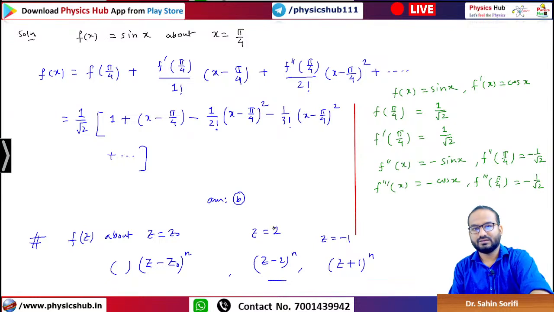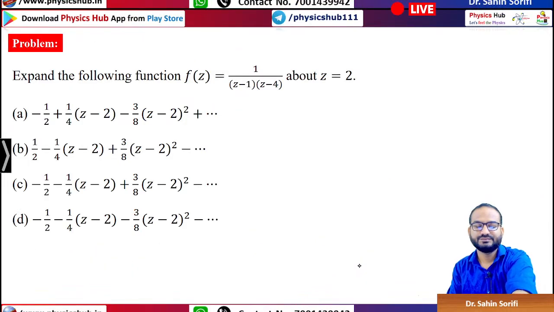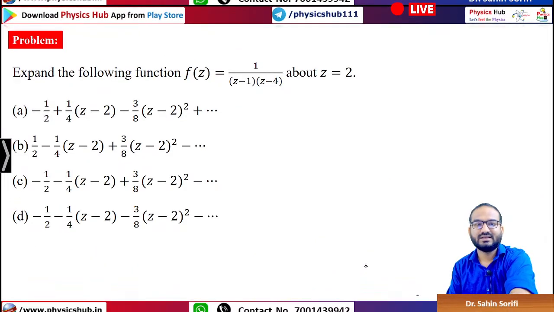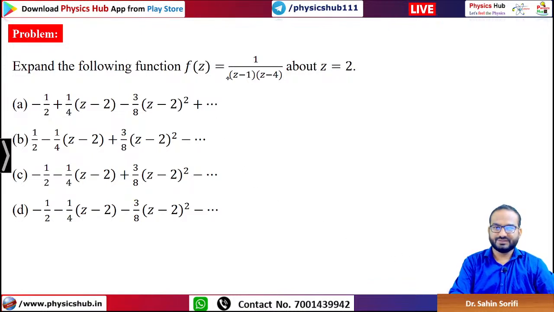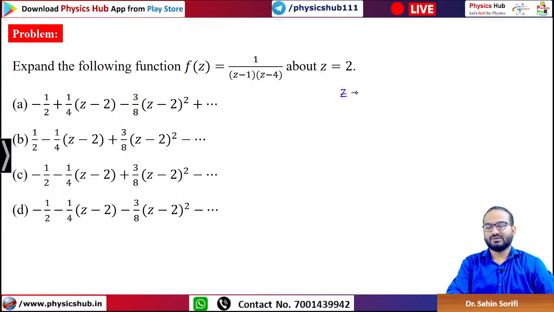Whatever point will be given, if z equals z0 is given, that will be z minus z0, and if this z0 is itself negative, then it will become positive. So I hope you understand this one. With this, let us try to solve this problem. Expand the following function f of z equals 1 by (z minus 1)(z minus 4) about z equals 2. So obviously the terms will come in powers of z minus 2, and that is obviously seen.